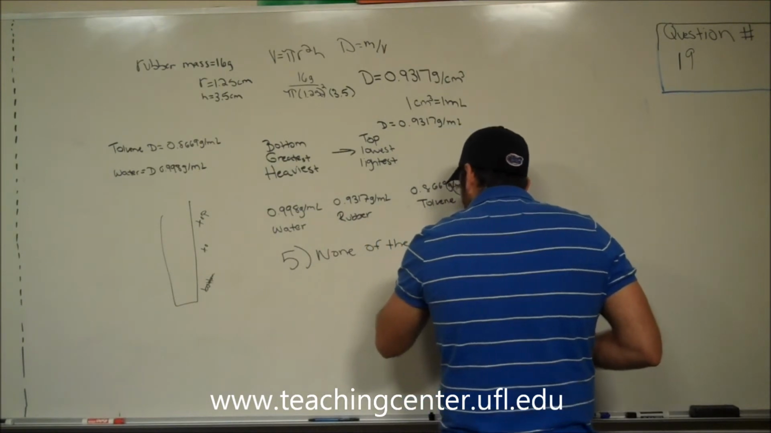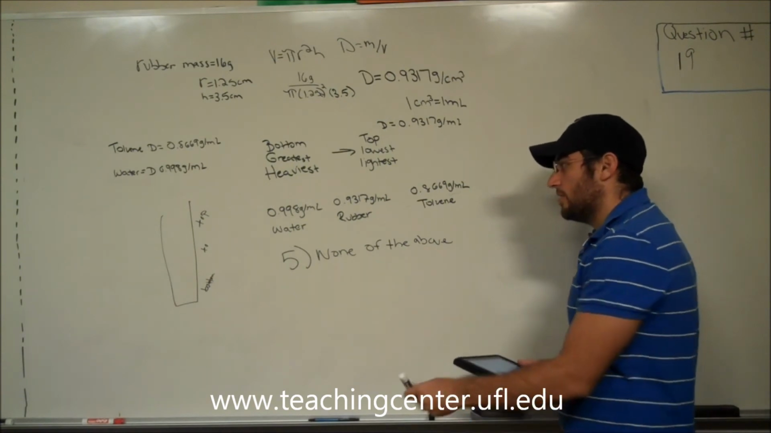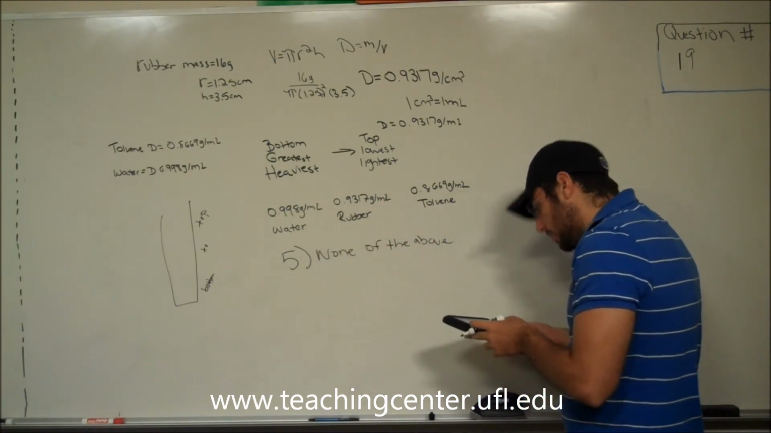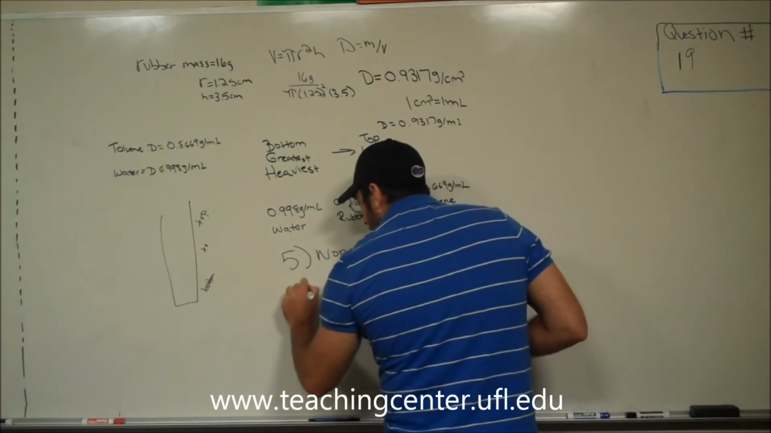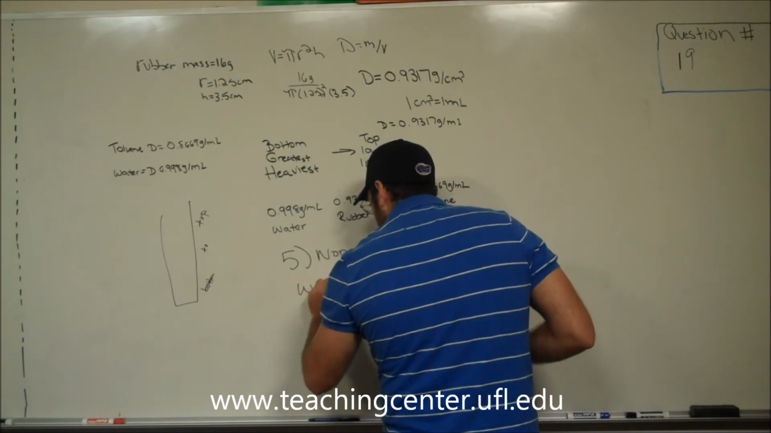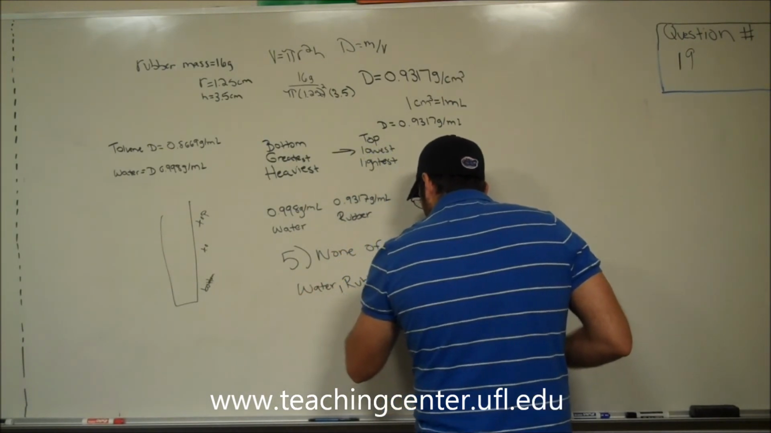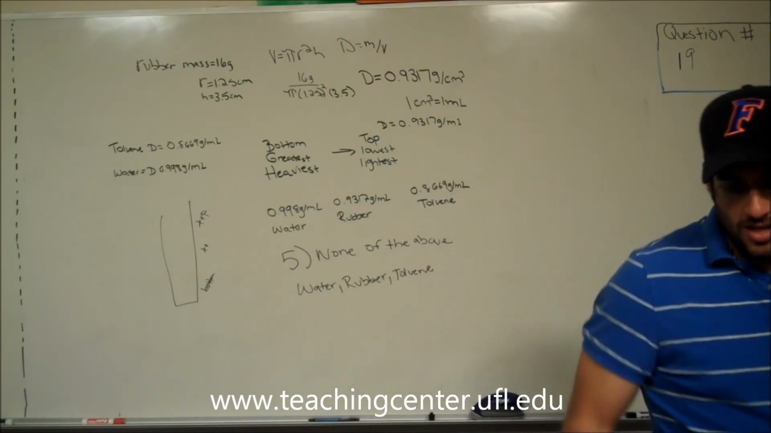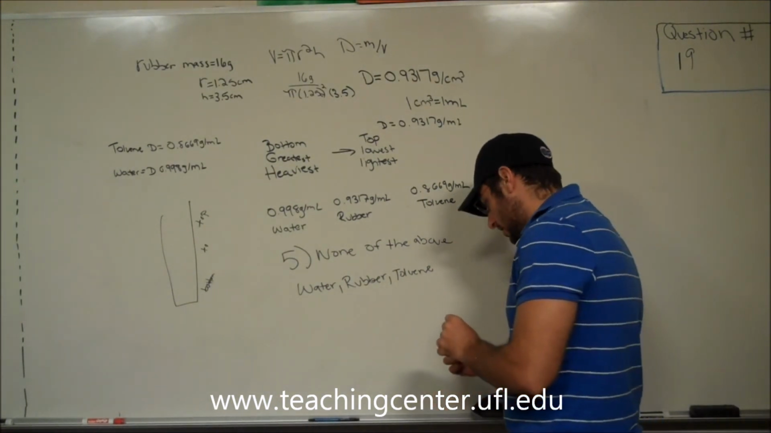Don't be confused by naming it from top to bottom. This is where your professor got a little bit tricky. If you would have said top to bottom, you would have said toluene, rubber, water, which is actually answer choice number 2. So it should be water, rubber, toluene. But like I said, since that is not on the exam, we go with answer choice number 5, none of the above.